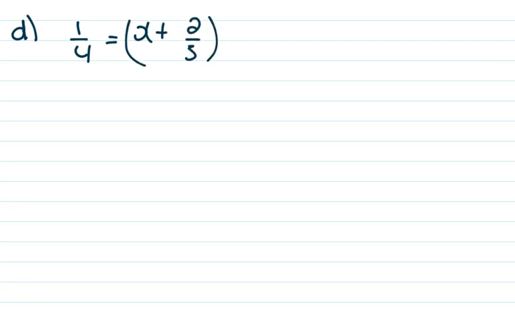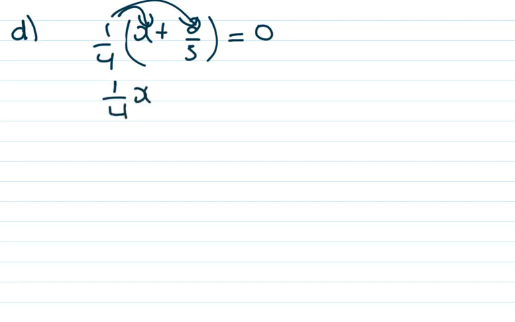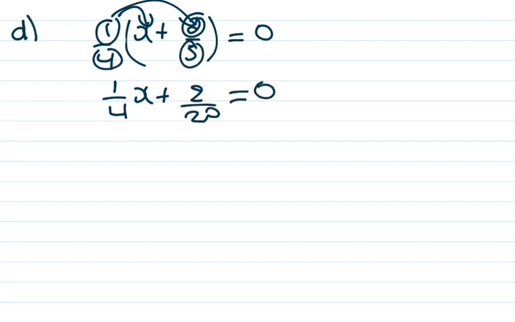All right, I'm going to do D on the next page here. D, 1/4 multiplied times the quantity x plus 2/5 equals 0. So I'm going to expand. Now I have 1/4 x plus 1 times 2 is 2 over 4 times 5 is 20 equals 0. 2/20 is the same as 1/10.